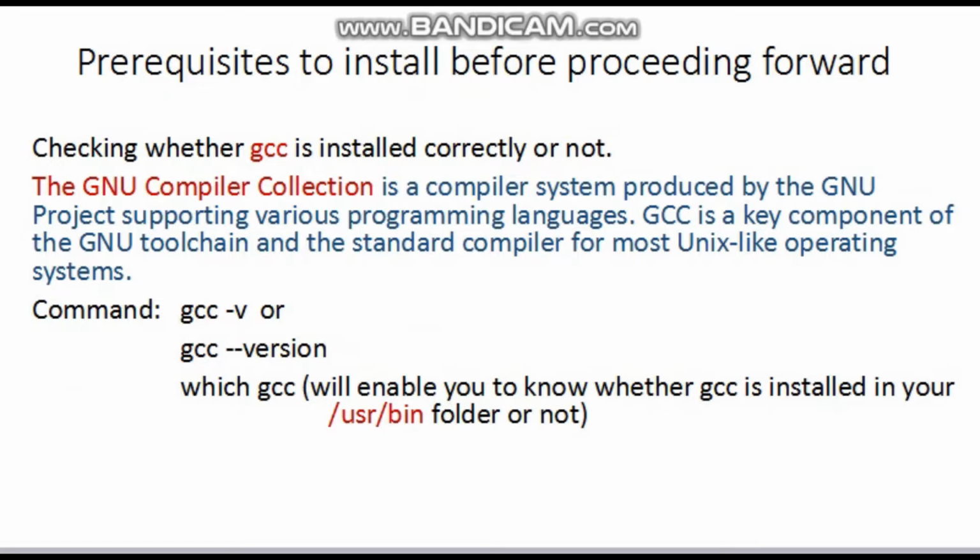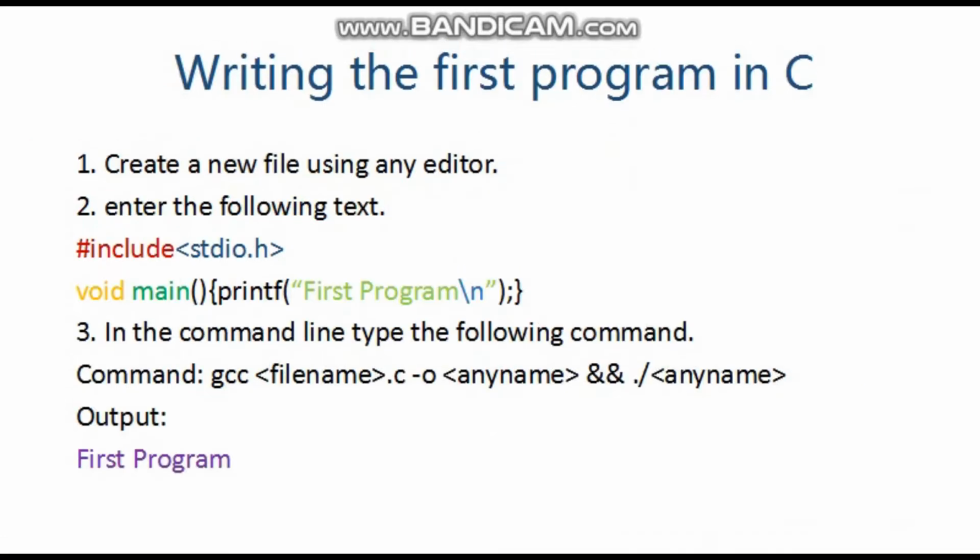Writing the first program in C. 1. Create a new file using any editor. 2. Enter the following text as mentioned in the slide. 3. In the command line, type the following command: gcc filename.c -o uname, and then ./uname. Output you should get: first program.